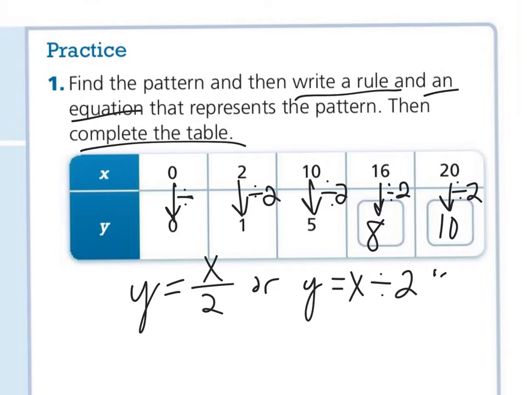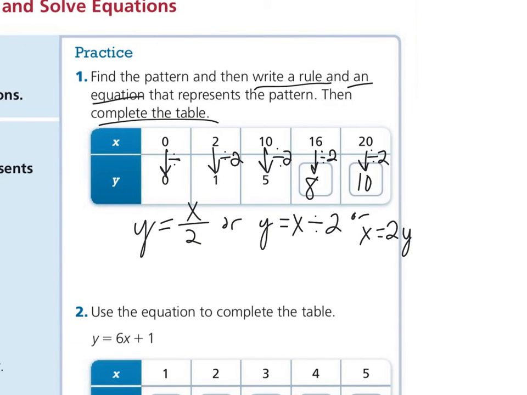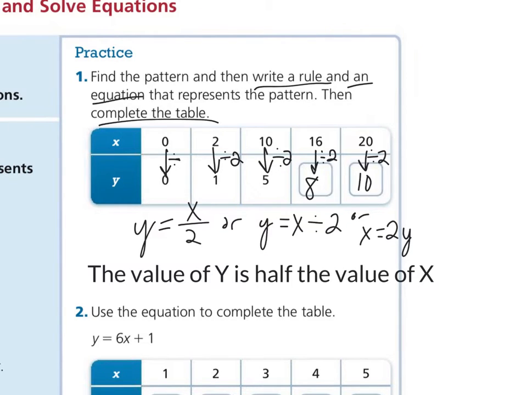You could also have that switch around and say x equals 2 times the y value. Again, long term, as you go along in math, y equals is usually how we're going to write our equations. And then they also ask for a rule, so you need to give something in words. One way you could say it is that the value of y is half the value of x. Or you could say x is 2 times y, something like that.